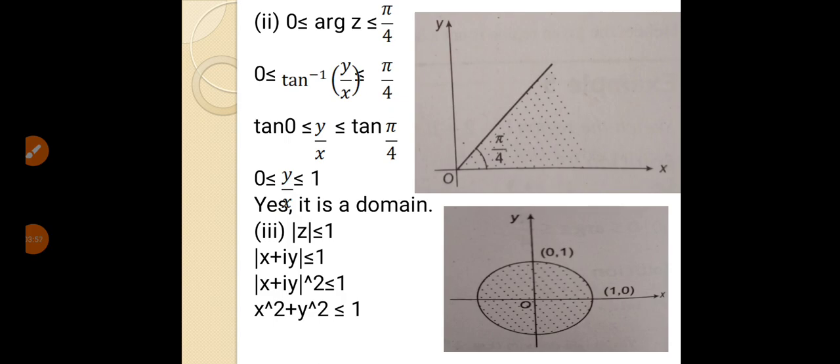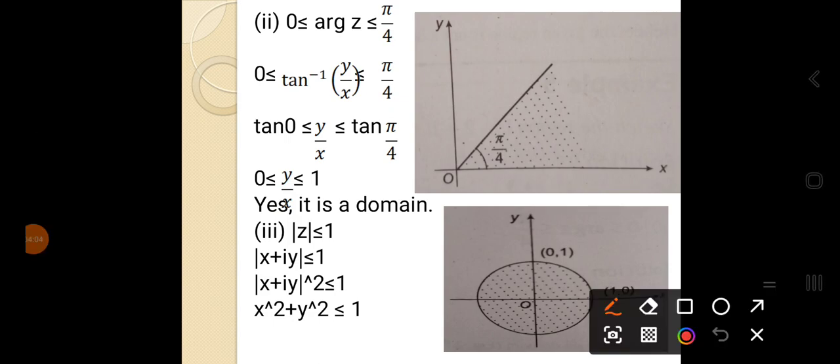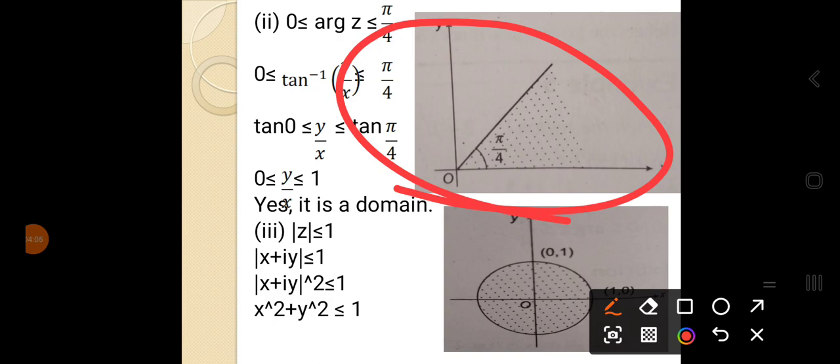For this condition we sketch the graph. Here we have the given angle pi by 4. From the graph we can see the set is open. Therefore the condition of a domain is fulfilled, and we can say yes, it is a domain.